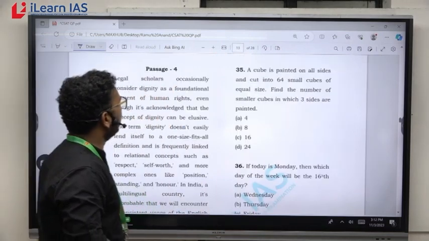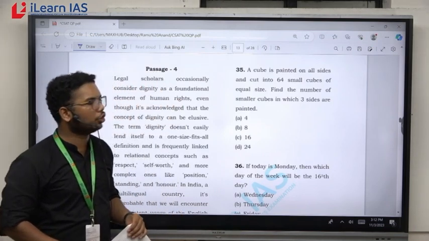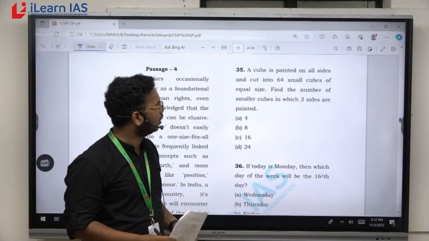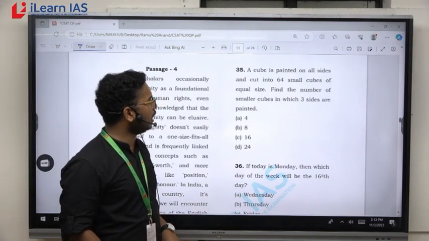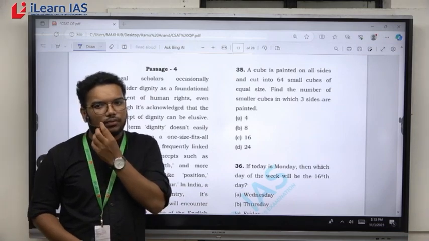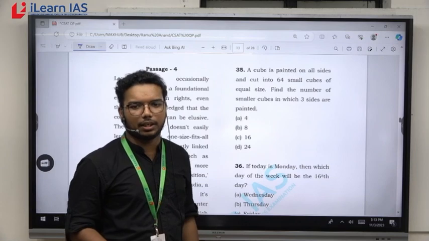Next question. A cube is painted on all sides and cut into 64 small cubes of equal size. Find the number of smaller cubes in which 3 sides are painted.